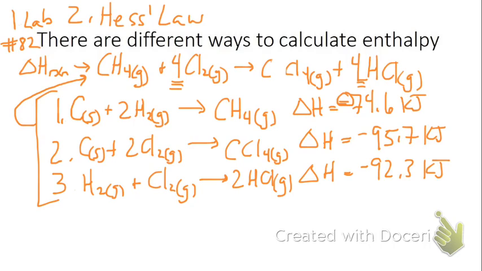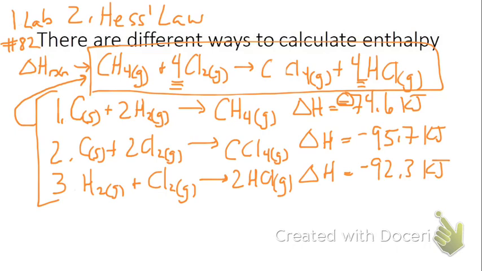Whenever you multiply your equations by 1/2, you also have to multiply the delta H by the exact same factor. So let's take a look at what we're going to do. The first thing we need to do is to make sure all of the reactants in the reaction we're trying to find, which is this one, so this is our guidepost, are on the reactant side, and all our products on the product side of equations 1 through 3.